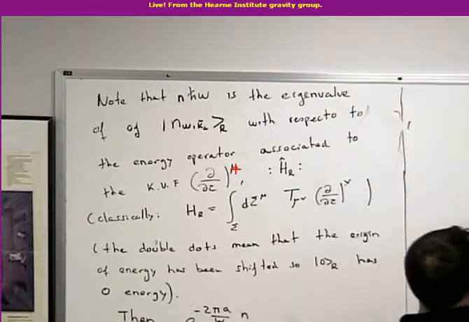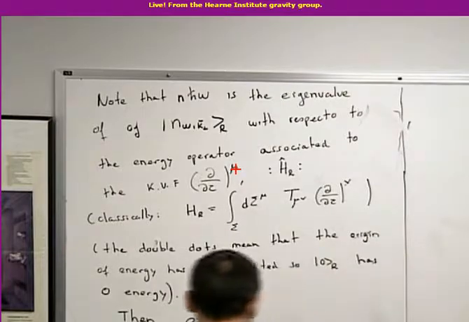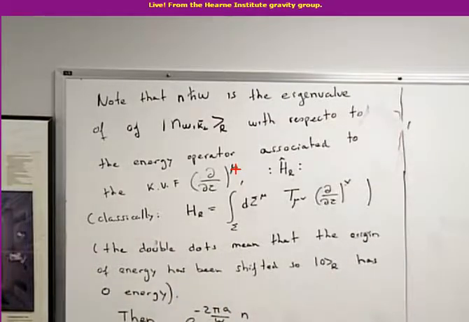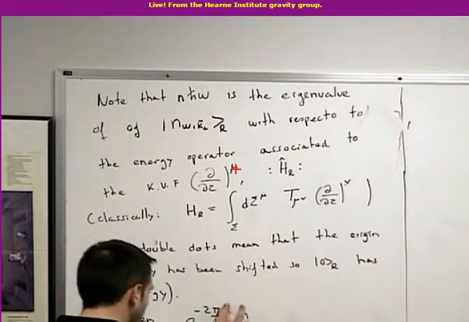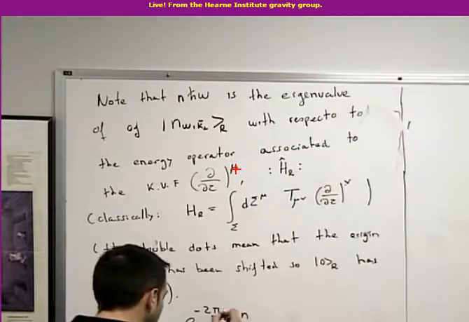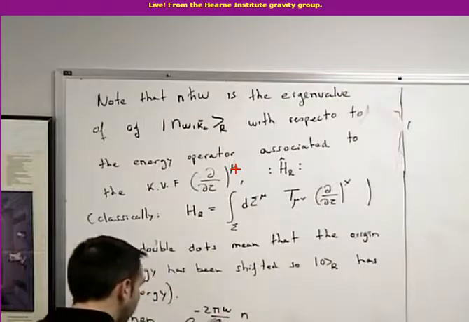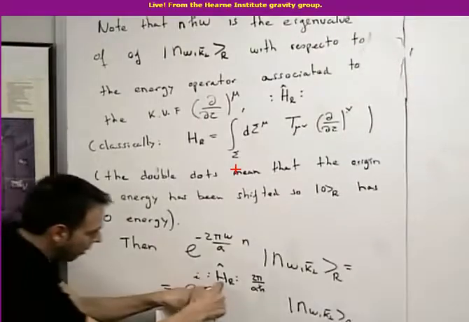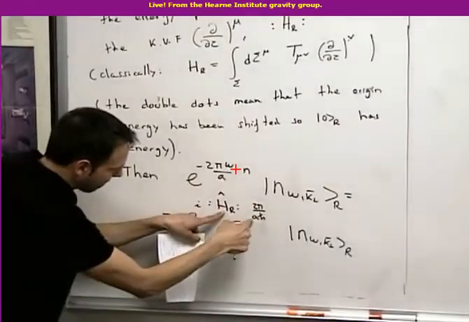Did you also have a 1 over omega squared? Because you're going to get a... Oh, sorry, h bar omega. This is omega divided by a. Right. Yeah. So the omega comes from the Hamiltonian, and a is there as before.